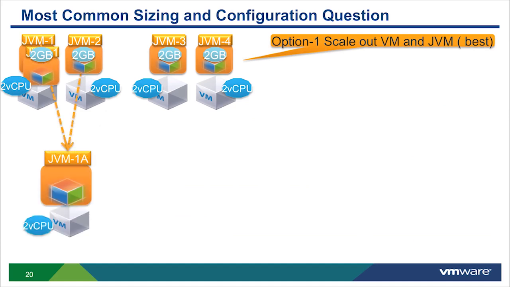Take these JVMs from the first scenario and collapse them into a total heap space of about 4 gig. So the net amount of heap is equal from option 1 here to here. But notice the VM is still 2 vCPU. Now, why didn't it go to 4 vCPU? Because originally it was 2 vCPU plus 2.